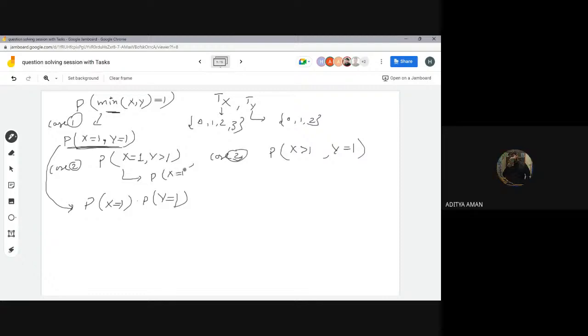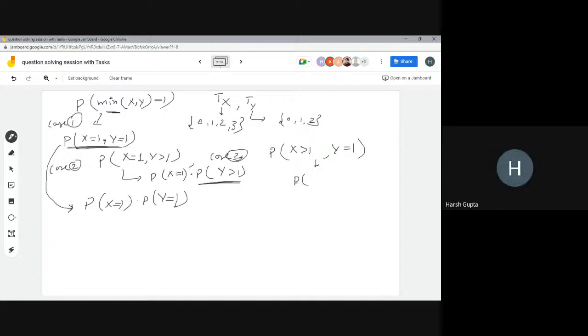Probability x equal to 1 multiplied by y greater than 1. Y greater than 1? Yes, sir. And what about this? Same. So have you guys heard about this CDF function? Cumulative distribution function. I mean, this is how to convert this. How one minus. One minus. Okay. We are not going that way.